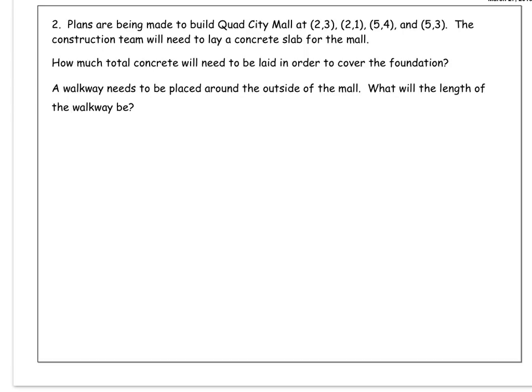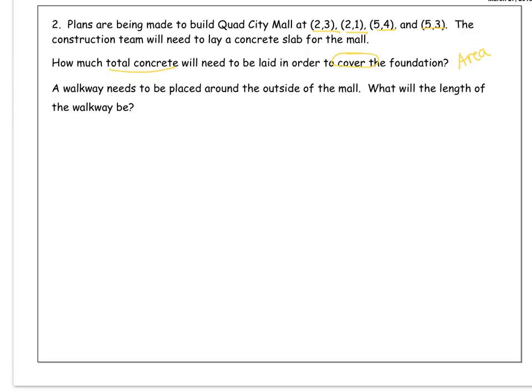Alright, so example 2. Plans are being made to build Quad City Mall at (2, 3), (2, 1), (5, 4), and (5, 2). The construction team will need to lay a concrete slab for the mall. How much total concrete will be needed to cover the foundation? If I'm covering something, it's going to be 2-dimensional. Like if I paint a wall, I'm covering the wall in paint. I'm not only going vertically, but also horizontally at the same time. So I'm covering that whole space. Here we are talking about area because it's asking me to cover that.